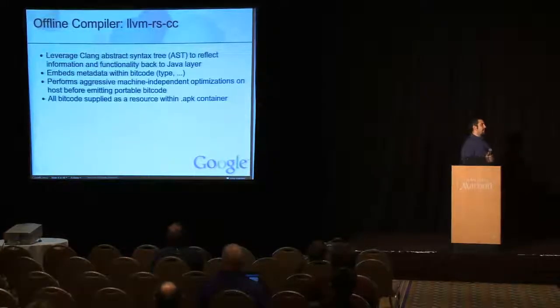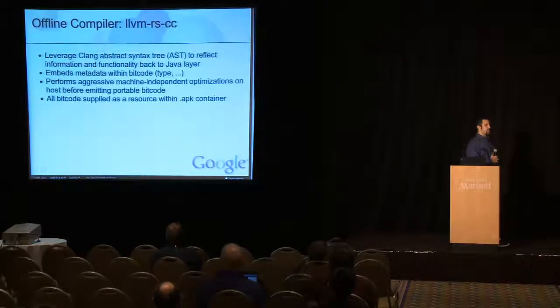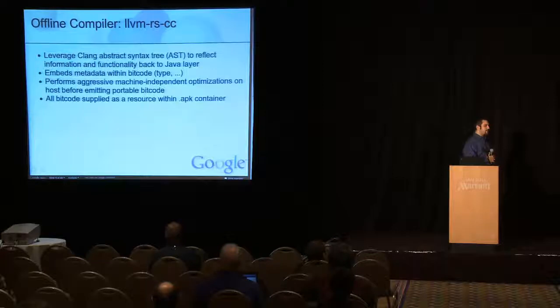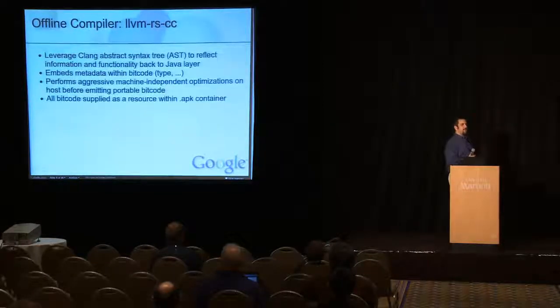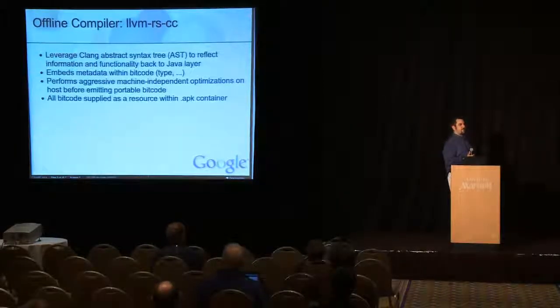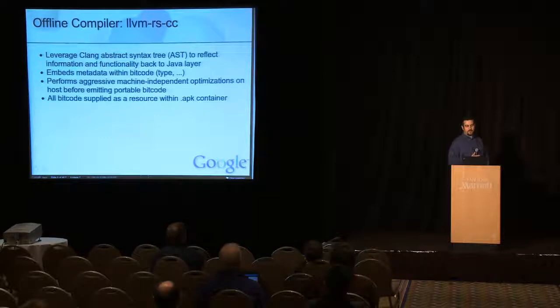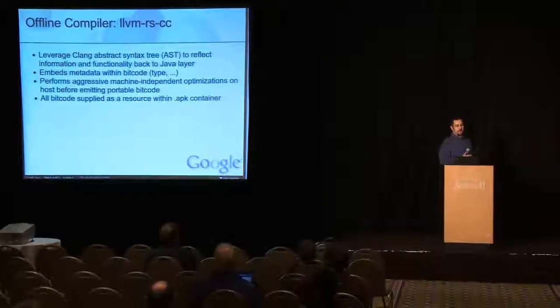We also do a lot of machine-independent optimizations on the host, mostly because we know that once we get to the device, we really just want to code-gen this thing and be done with it. Your phone generally is not going to be powerful enough to run a -O3 compile when you want to actually use it. All the bitcode goes into an APK, which is the standard Android container for apps.